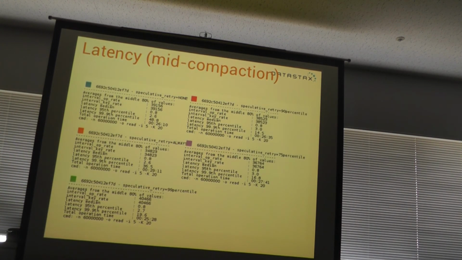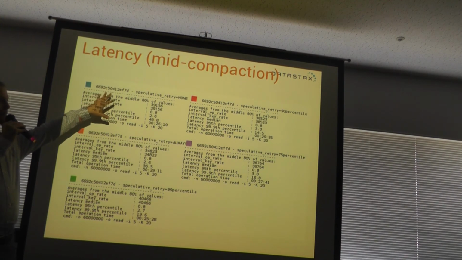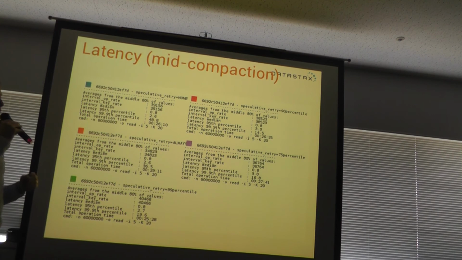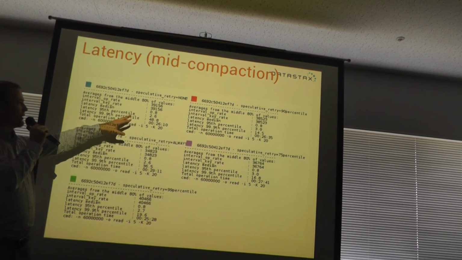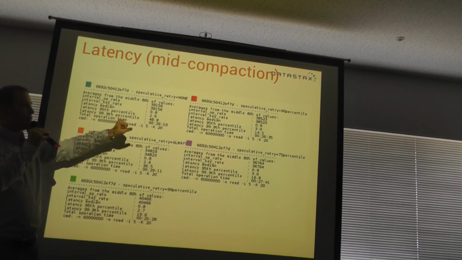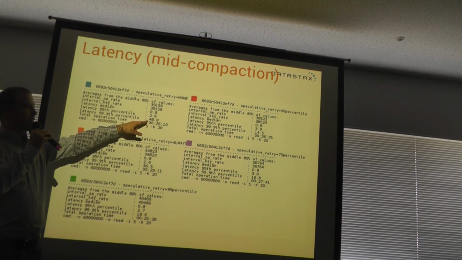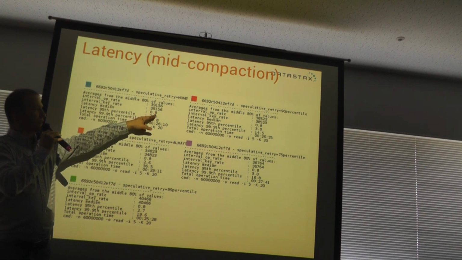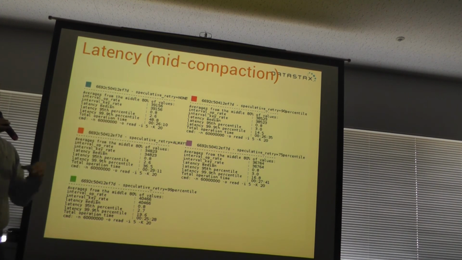So these are the different settings we have for rapid read protection from that experiment. So you can see with rapid retry, the configuration setting is called speculative retry. With that set to none, I'm pushing 39,000 reads per second on average, but with an average latency of 0.8 milliseconds.